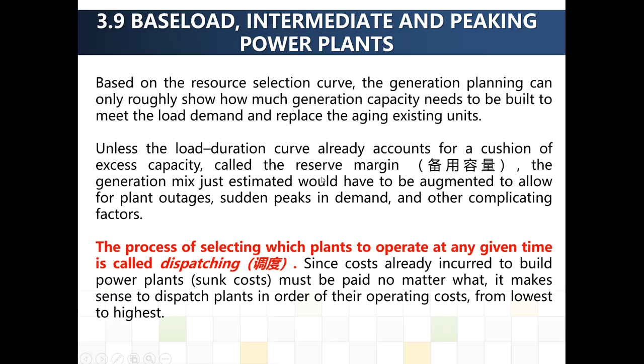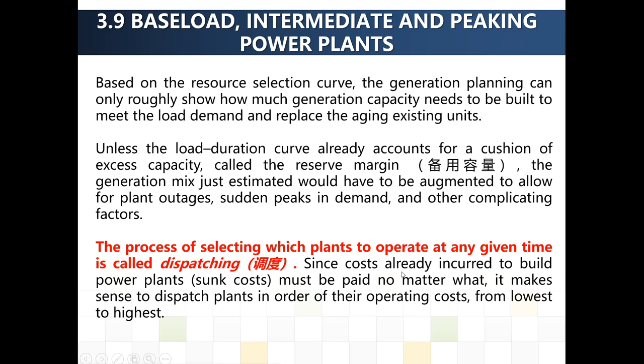Unless the load duration curve accounts for a cushion of actual capacity, we call it a reserve margin, because not always can the power plant be operated at full capacity or at the full hours of the year due to maintenance or outages. So the generation mix estimate has to be augmented, which means it has to be increased to allow for some other conflicting factors. And the above process is used for system planning, for generation planning.